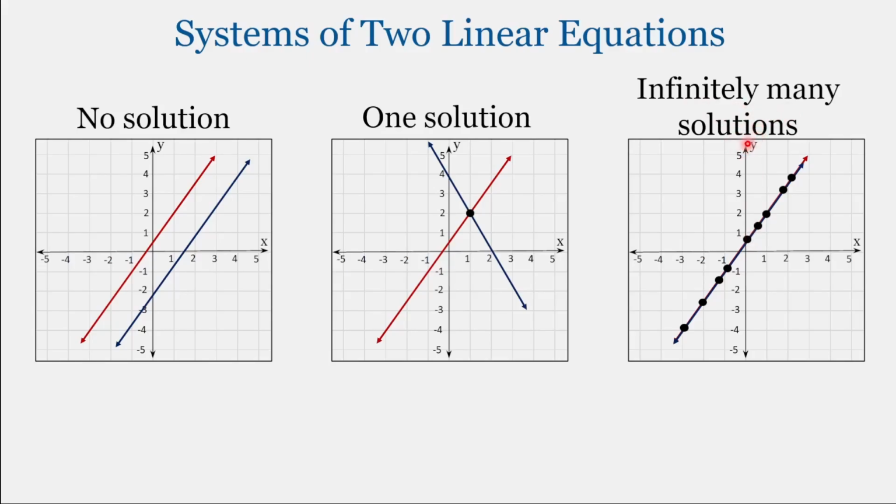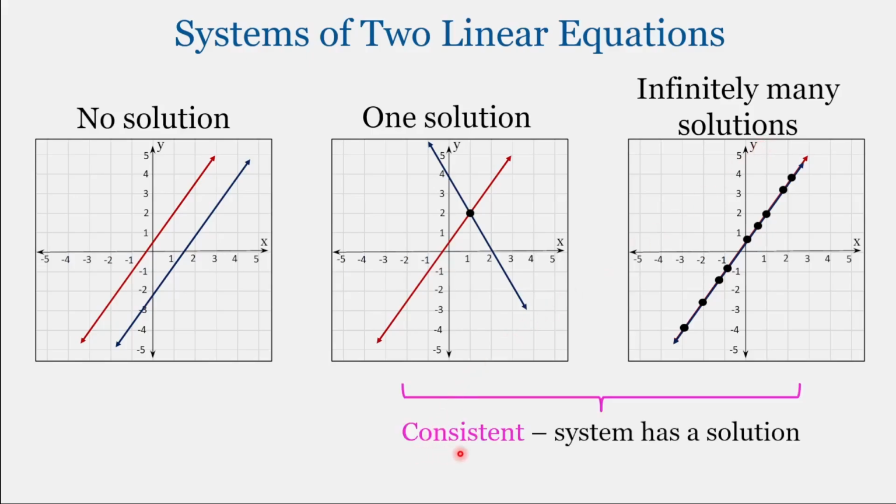Let's look at a few more terms. So if there's one solution or infinitely many solutions, that means there is a solution to this system of linear equations. And we say that that system is consistent. A consistent system has a solution. In this case, it may be one solution for two linear equations, or it may be infinitely many solutions. Well, the opposite of consistent is inconsistent. So an inconsistent system has no solution, which is what we saw with parallel lines.